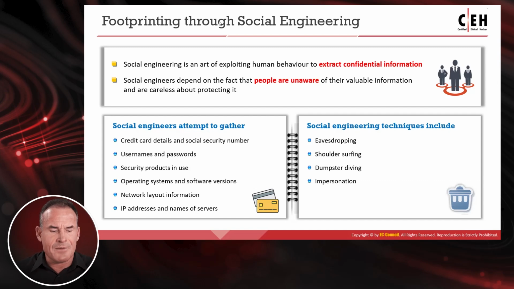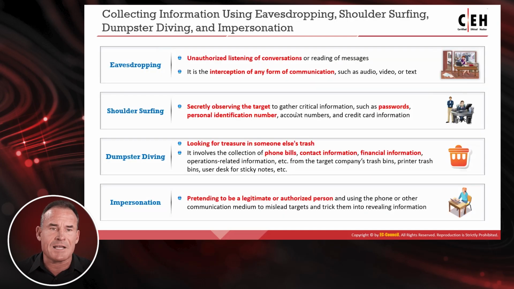But social engineering or social engineers attempt to gather anything useful: credit card details, usernames and passwords, security products, operating systems, network layout information, IP addresses and names of servers, et cetera, et cetera. It's easier to hack the human than it is to hack technology, as a general rule. Sometimes hacking technology is effortless, default configurations, known vulnerabilities, but humans invariably are the weak link in the security chain. Eavesdropping, shoulder surfing, dumpster diving, and impersonation are all examples of social engineering techniques.